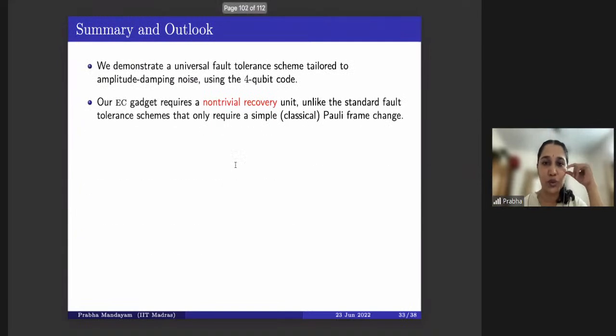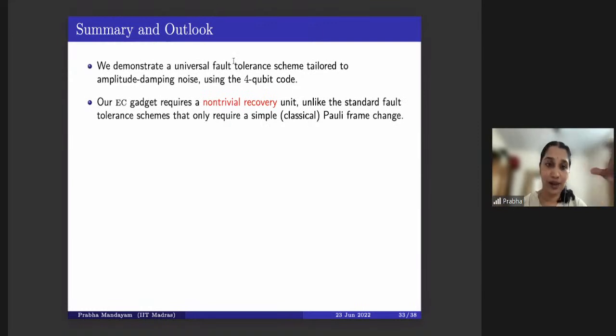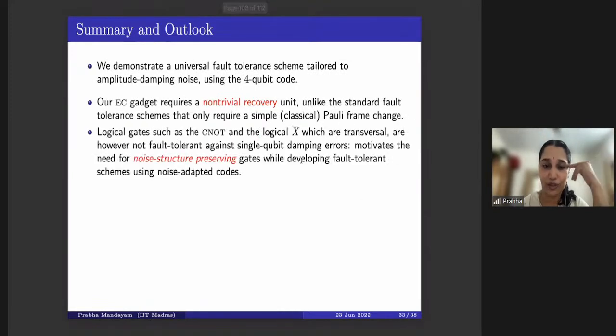Yeah. So what we show is you can tailor this kind of a fault tolerance scheme, again, to amplitude damping noise using something which is as small as a 4-qubit code. Okay. And the kind of circuits that we construct, and this is again something that I already emphasized in the early part of my talk, you need non-trivial recovery units, unlike the Pauli noise case, where you simply do an X operation or a Z operation or a Y operation. That's all your recovery is. But in this case, you have to do non-trivial recovery, which is different from a simple Pauli operation. This Pauli operation is technically called a Pauli frame change, okay, in this literature.